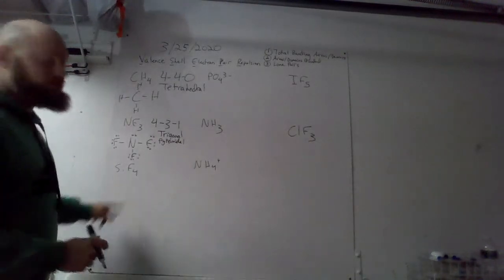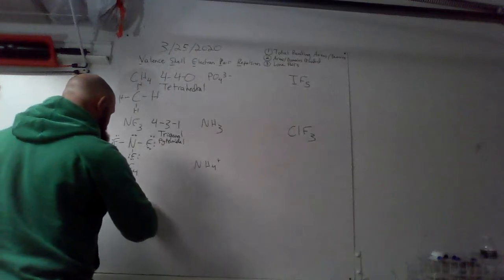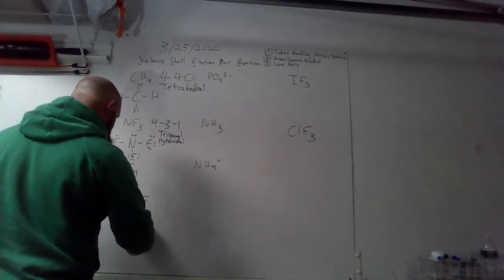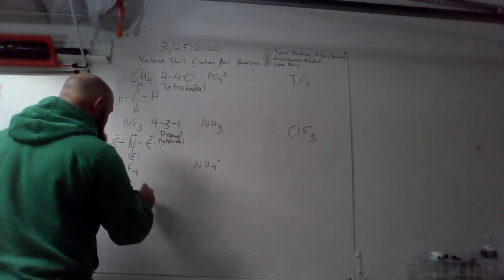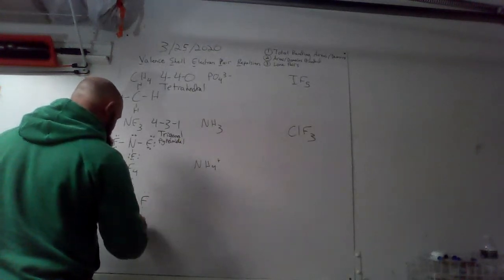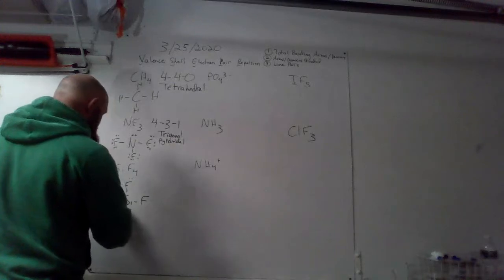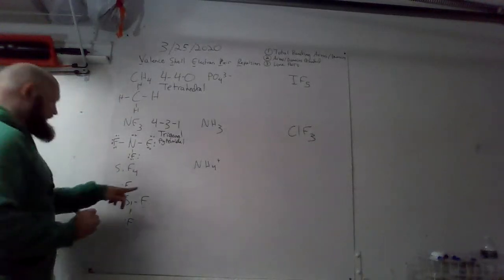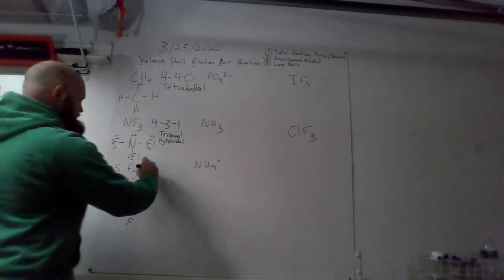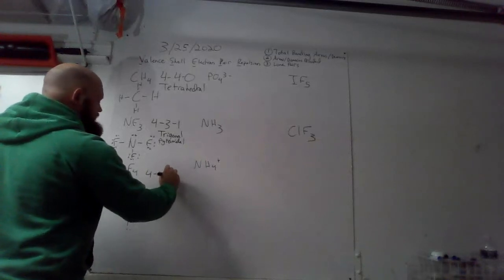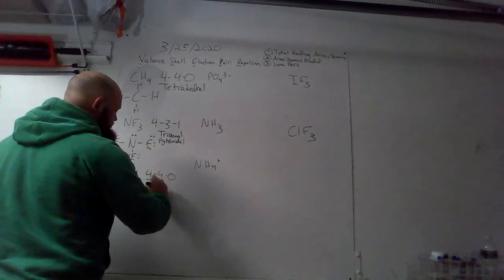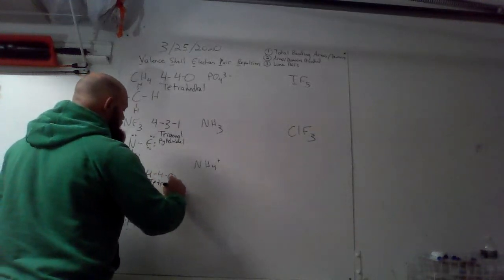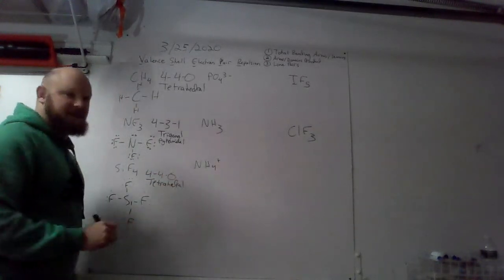Okay, SiF4. Okay, I'm going to put in my dots. Okay, I have 4 bonding areas. 4 are bonded. 0 are not, so that's 440 tetrahedral. You're going to notice the same shapes always come up because there's really not that many on that list.